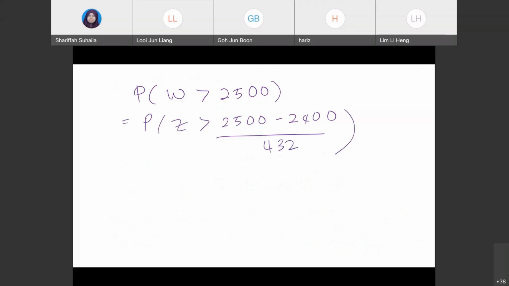Okay, now you try to standardize. What do you get? So 2500 minus 2400 divided by 432. Okay, 0.23. So Z greater than 0.23. Read from your stats table. The shaded area is over here, 0.23. This one. So 0.23 should be 0.4090.